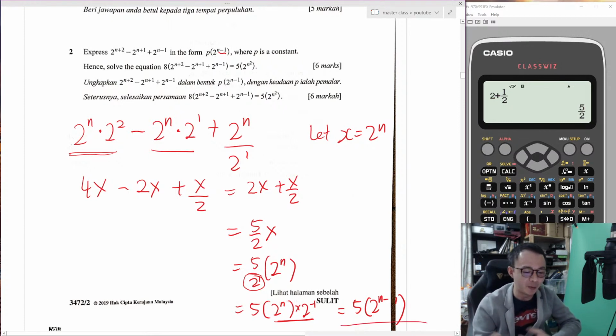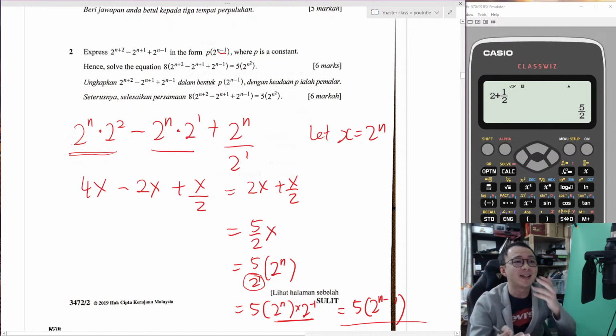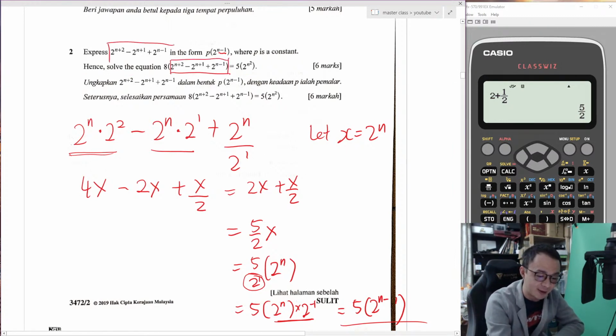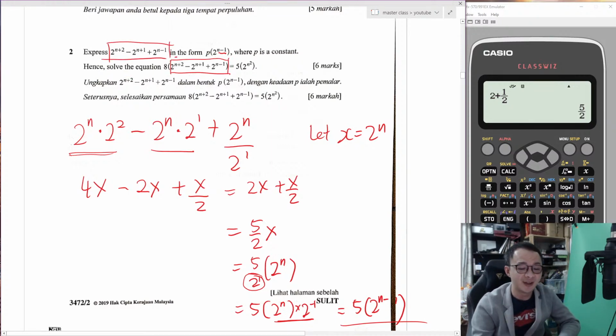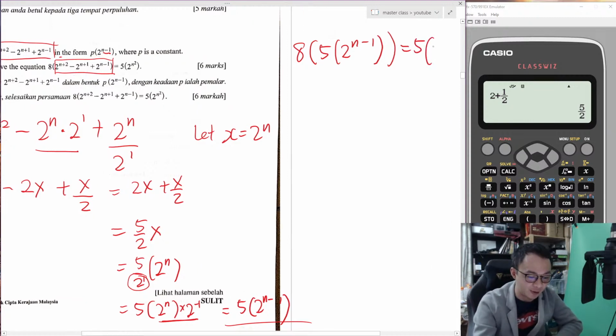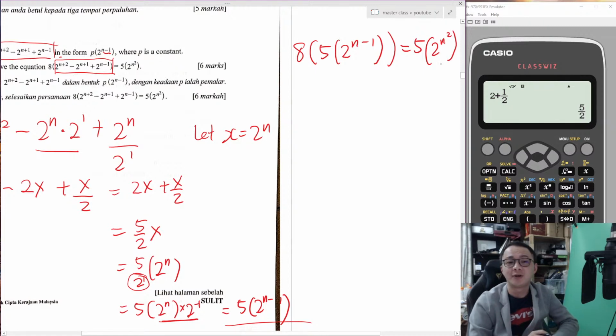Alright, so this one will be your final answer. I will always recommend students to do substitution methods. Alright, then what we want to do next is we want to solve this one. So you realize inside the bracket is actually same with this expression, isn't it? So over here, I can just do a substitution real quick. So this is 8. So this one will be 5, and then bracket 2 power of n minus 1. Close the bracket. Close one more bracket equals to 5 times 2 power of n squared. Alright, this is what we have.